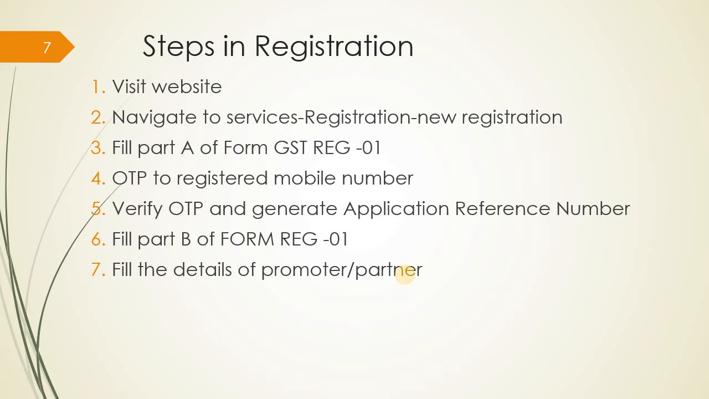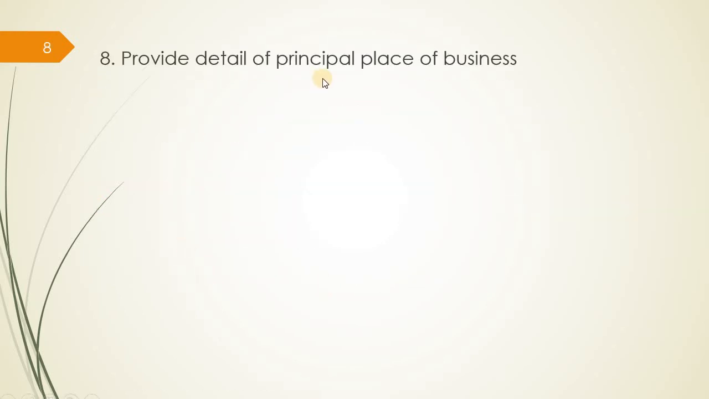The next, after filling the details of the promoter, proprietor, then you have to give your principal place of business. So provide details of principal place of business. Here you have to provide certain details like address of the premises, nature of the possession of the premise, then relevant address proof like rent agreement, municipal khata copy, nature of business. Every detail has to be filled in this particular column.